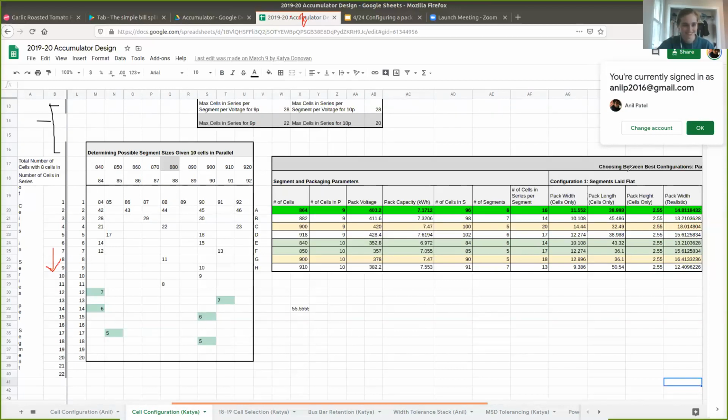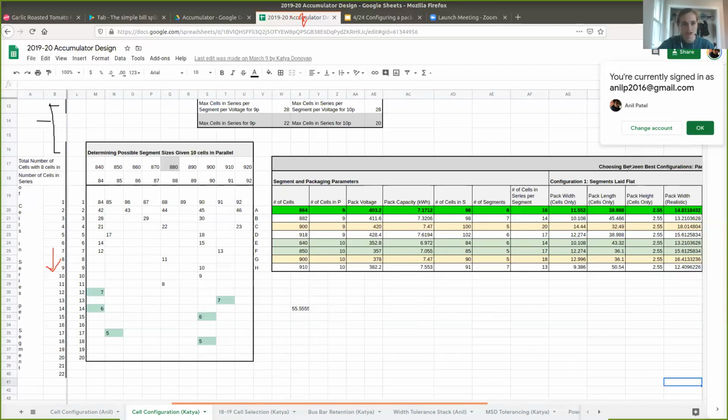Just to clarify, is the weight requirement for cells only or for the entire segment itself? It's for the entire segment. So usually we're not actually limited that much by our segment weight when choosing our pack configuration.